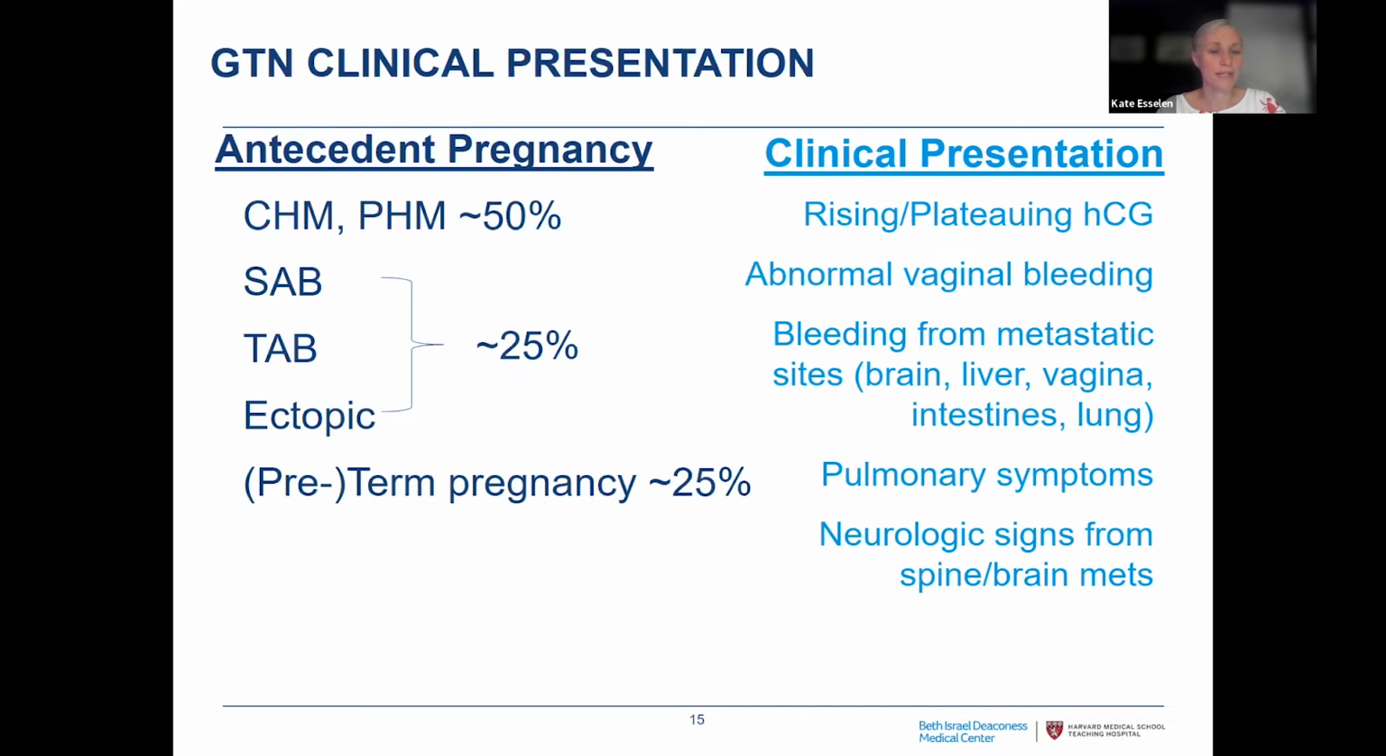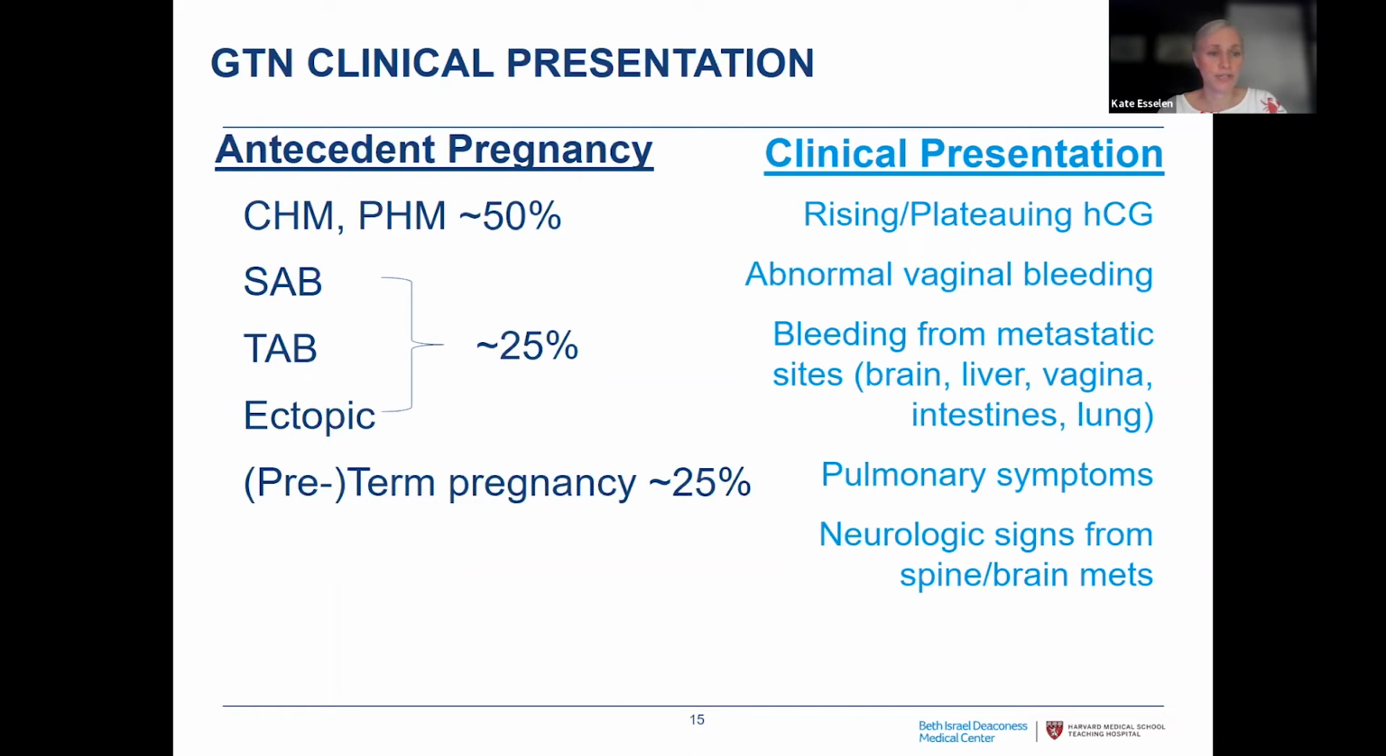However, it is completely possible to have GTN following any other type of pregnancy event, including a miscarriage, a termination, an ectopic pregnancy, or a term or preterm delivery, with about half of the remaining being made up of those early pregnancy losses or gestational events versus the later term ones.